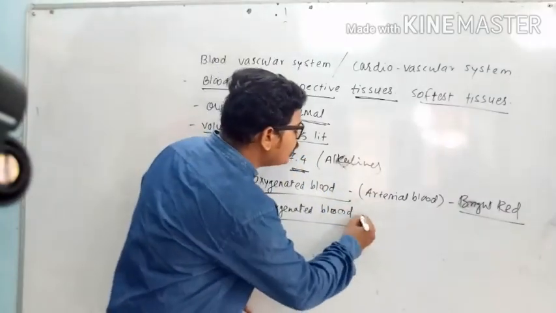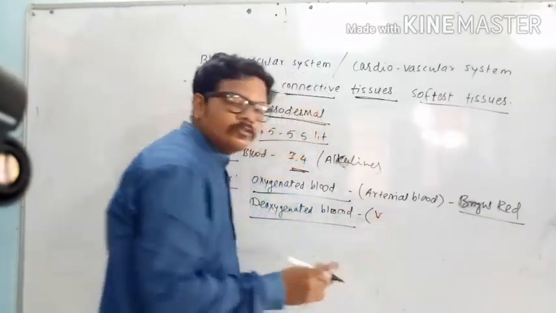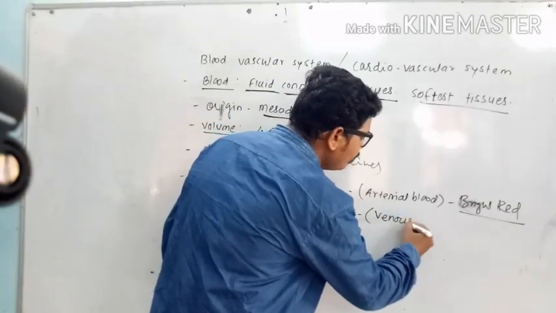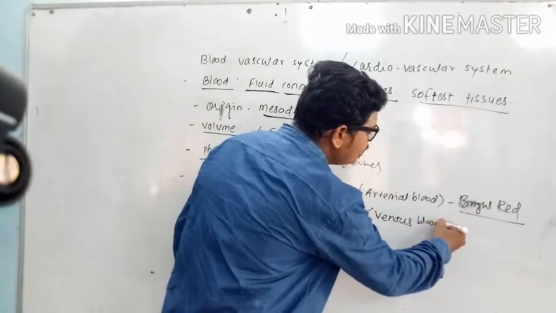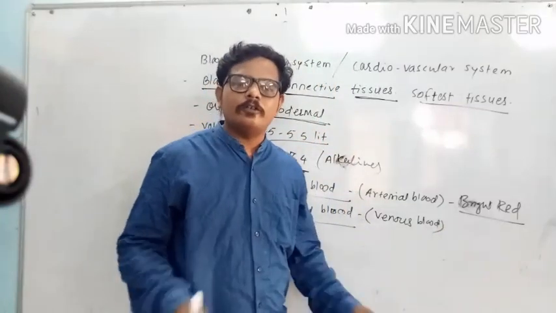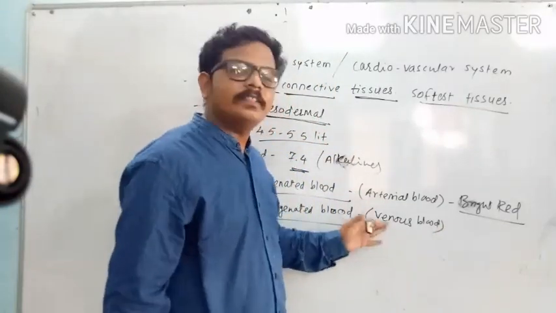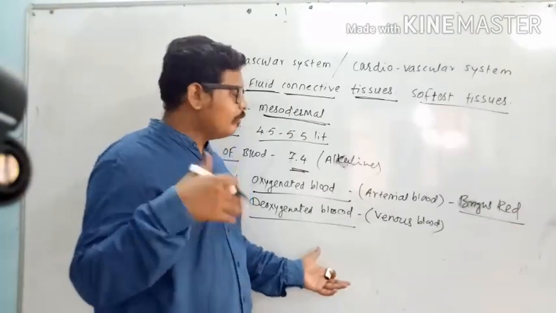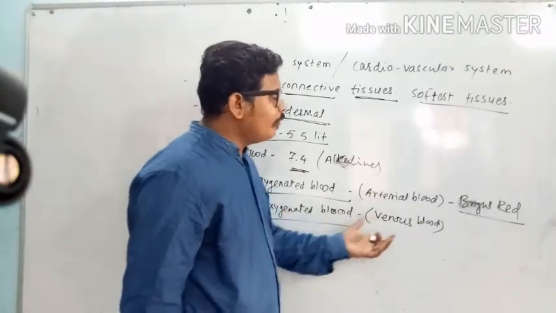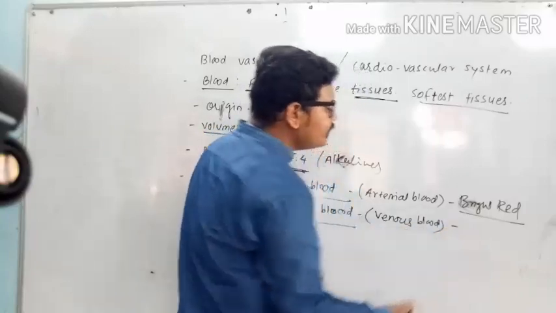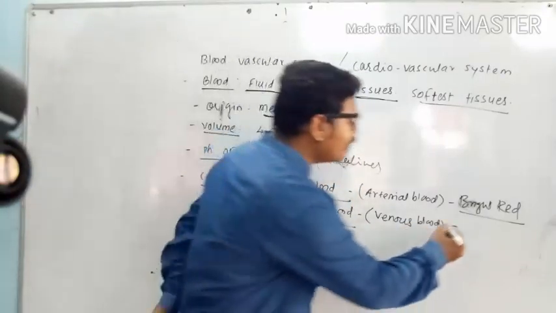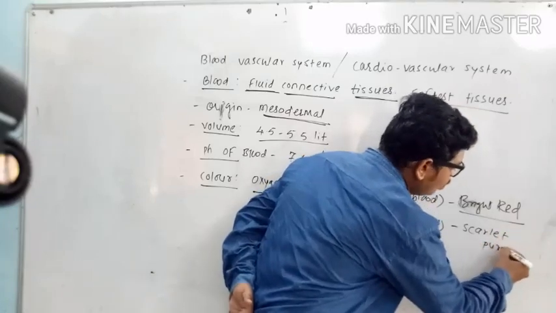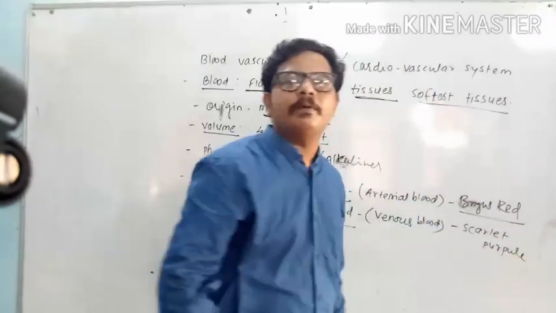While deoxygenated blood flows in the veins. Such blood is called venous blood. Venous blood means the blood present in or circulating through the veins. Veins carry deoxygenated blood. Remember that, but there are a few exceptions, which we will discuss later. Venous blood means deoxygenated blood, and its color is somewhat scarlet purple. Which type of color? Scarlet purple.